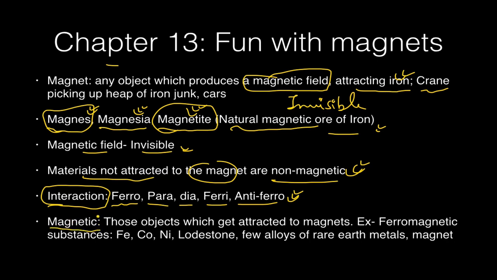Now magnetic objects are those which get attracted to magnets. One example is ferromagnetic substances. They are very strongly attracted to magnets. Obviously iron is an example. So Fe-Co-Ni means iron, cobalt and nickel. They are just like scandium, titanium, vanadium, so it is like that series, iron, cobalt and nickel.